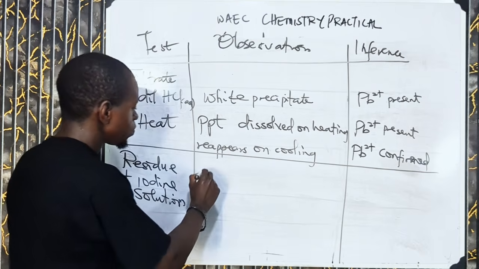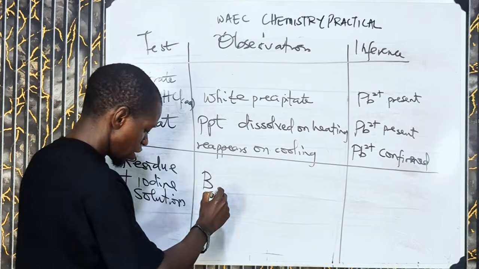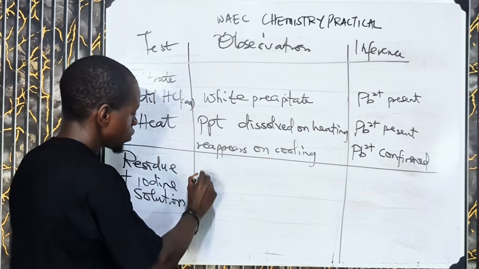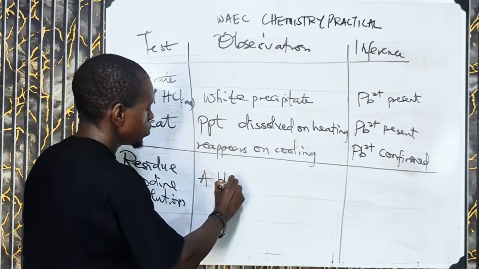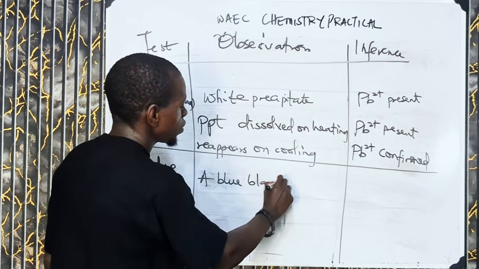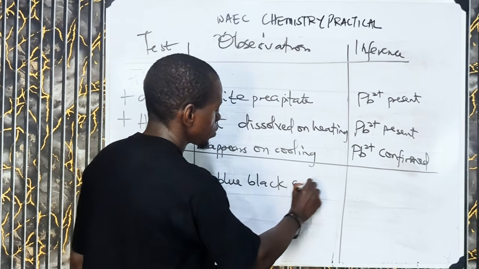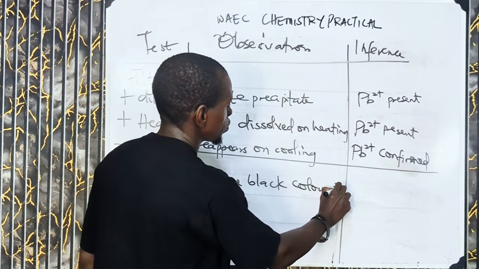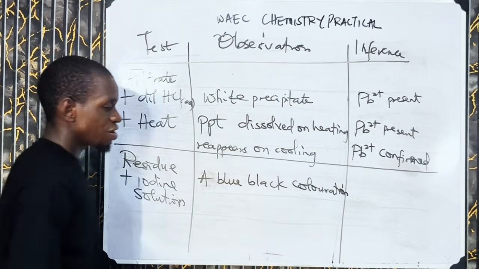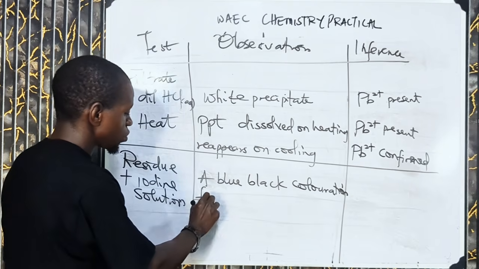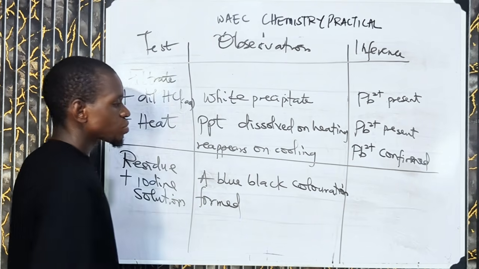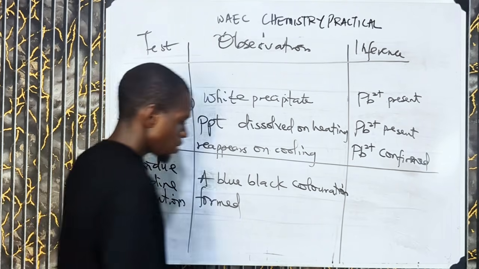We're going to have a blue-black solution. So we are going to observe a blue-black coloration formed. So what does that mean? It simply means that what now?